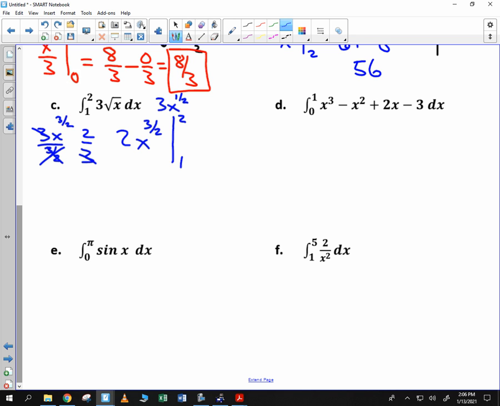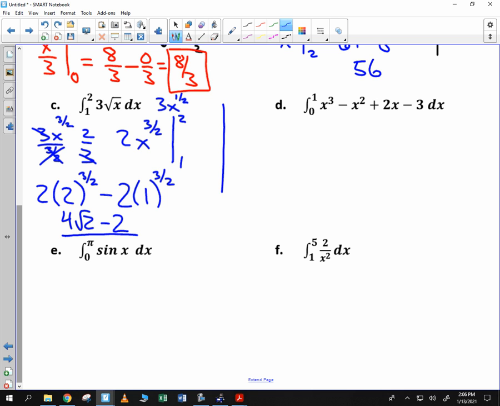When we plug in 2, we get 2 times 2 to the 3/2 minus 2 times 1 to the 3/2. 2 to the 3rd is 8, and the square root would be 2 roots of 2, so 4 roots of 2, minus 1 to the 3/2, which is 1, times 2. We'll just leave it like that, but that is the answer.